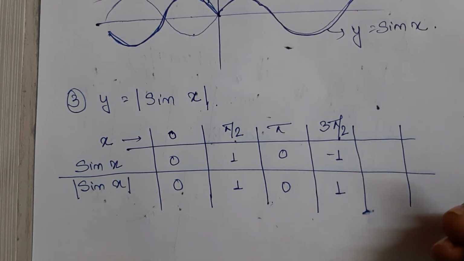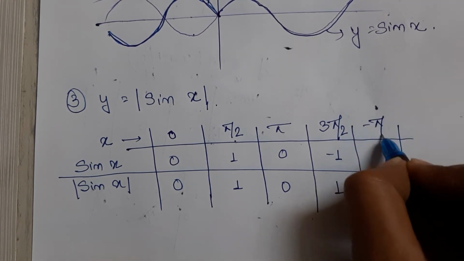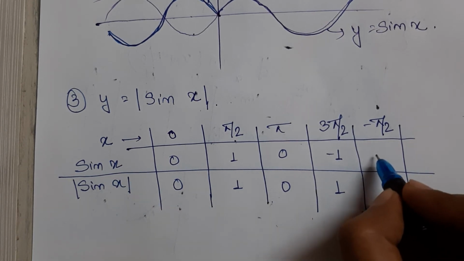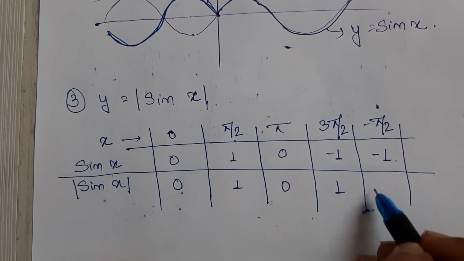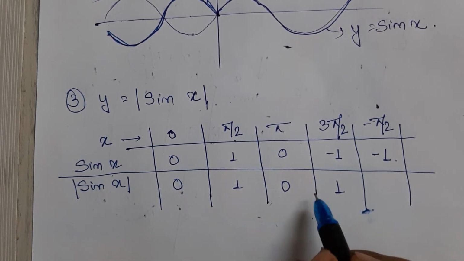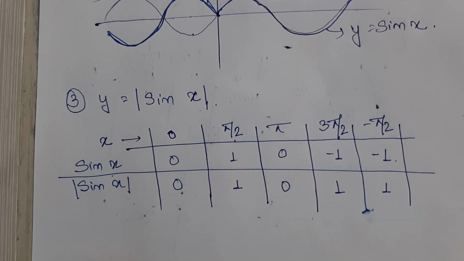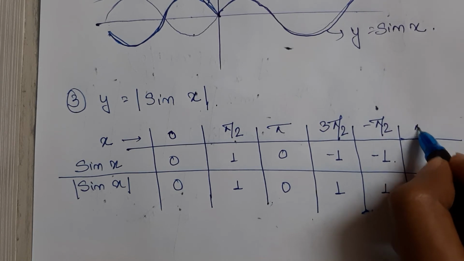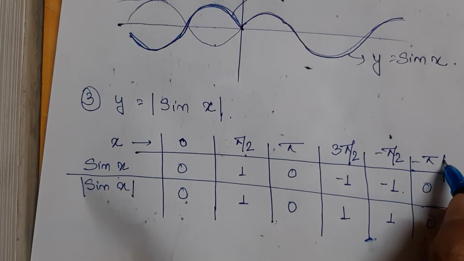Again, similarly on the negative side, when it is minus pi by 2, what will it return? Minus 1, right? But as there is a mod value, we will get 1. So in minus pi it will give 0.